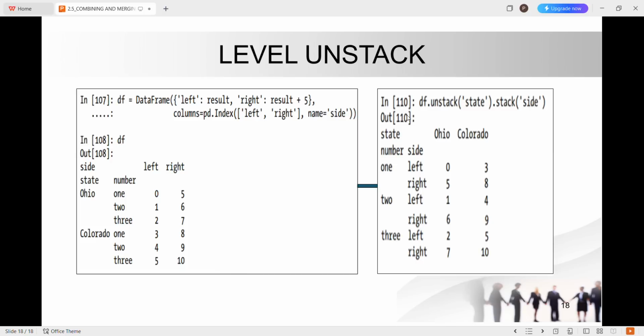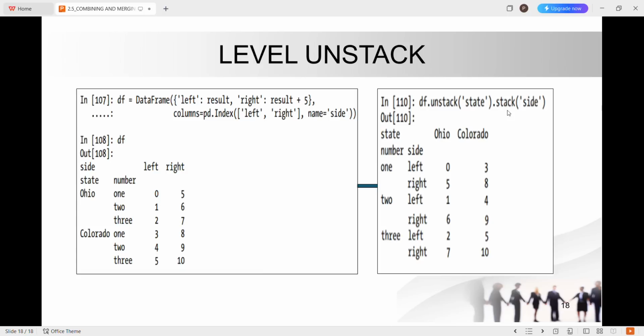Now what is the command given here? df.unstack the state and stack the side. When you say unstack, it is rows to columns. So what is existing as rows is going to be made into a column. You are going to unstack the state, so the state, which is in rows, is going to be made into a column.